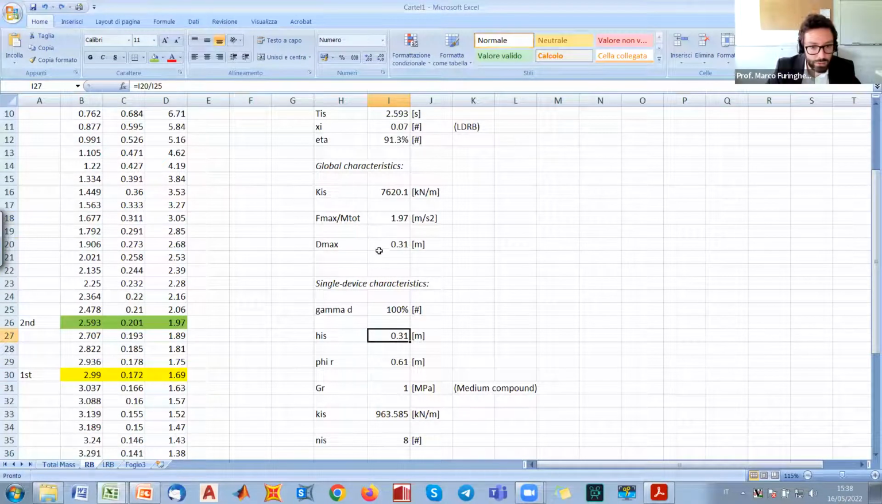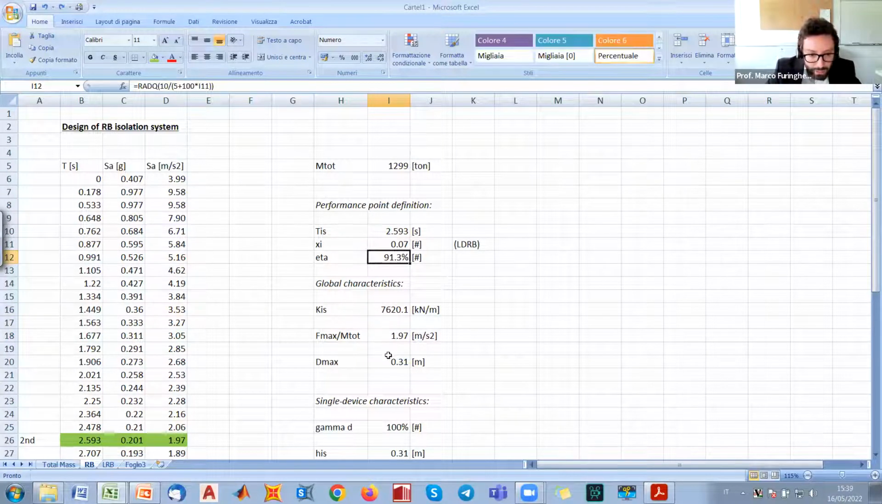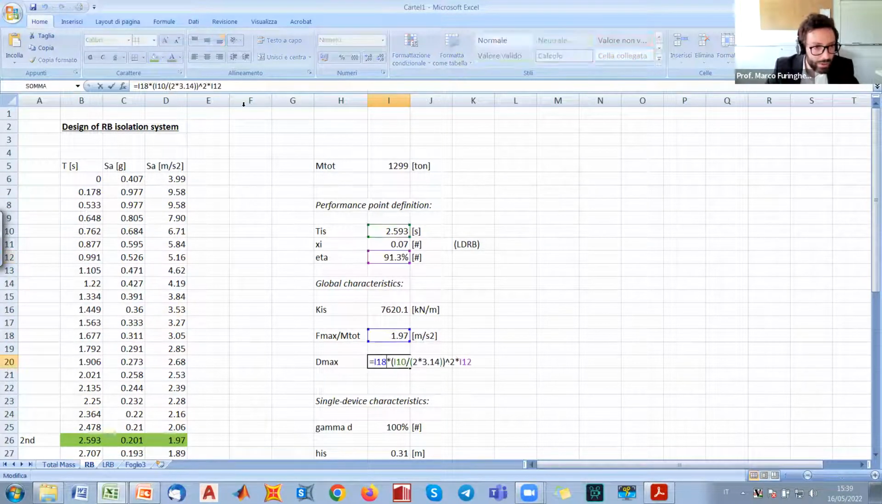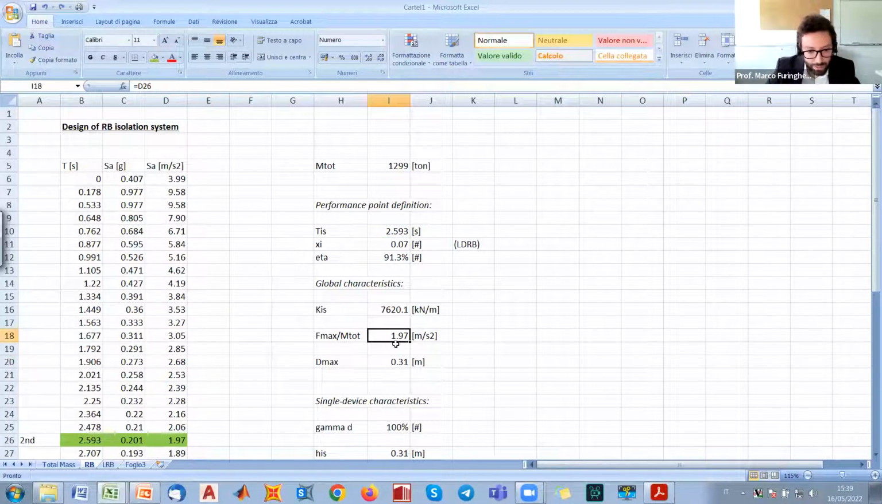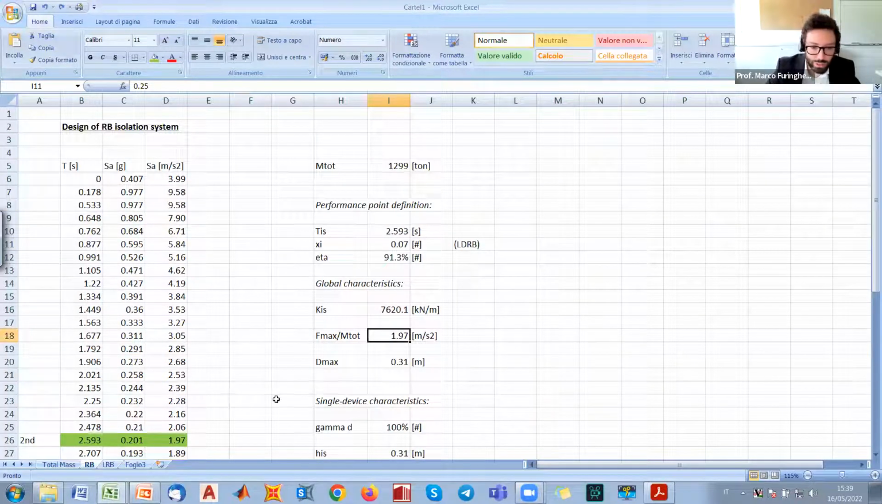The height of the isolator. So maybe there is no multiplication by eta. Okay, no, there is eta, so we have just a single cell. Okay, perfect. So instead of having these, we have to change this one.